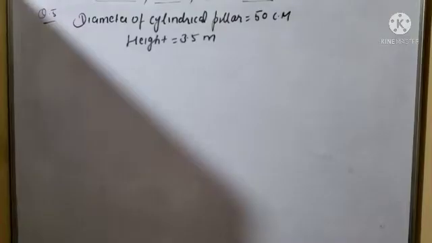Now we will start our next question. So what is the next question? Question number 5. A cylindrical pillar is 50 centimeter in diameter and 3.5 meter in height.